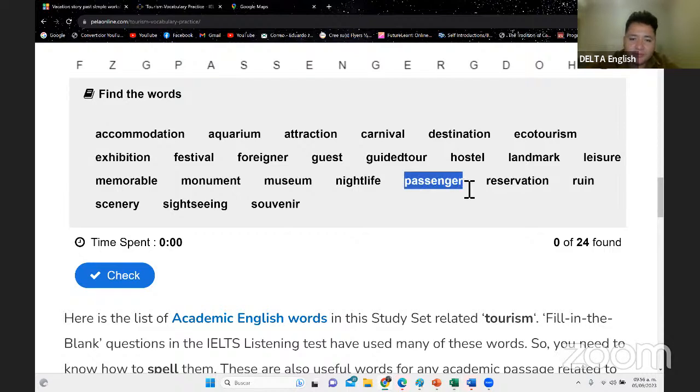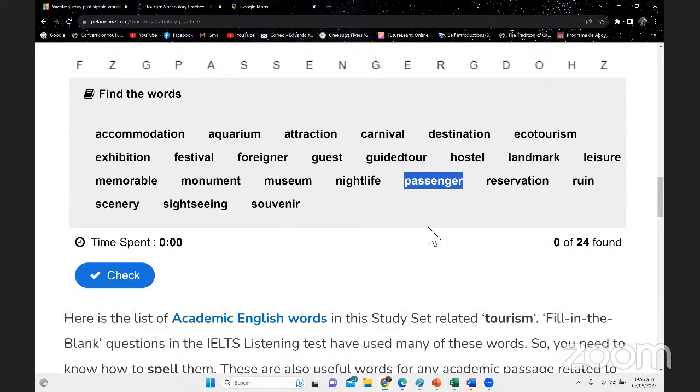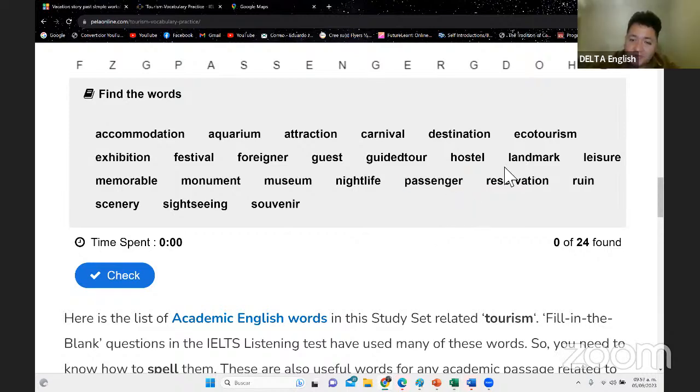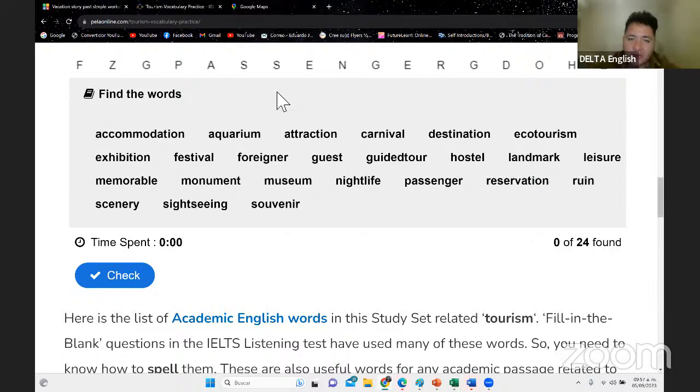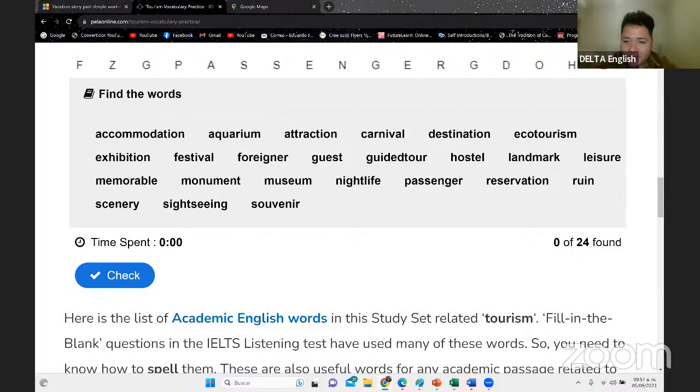Okay, passenger. You know passenger? What is a passenger? Pasajeros. Exactly, very well. Pasajero. Excellent. Un pasajero. Reservation. In Spanish, reservación. Excellent. Like that, you can also say booking.